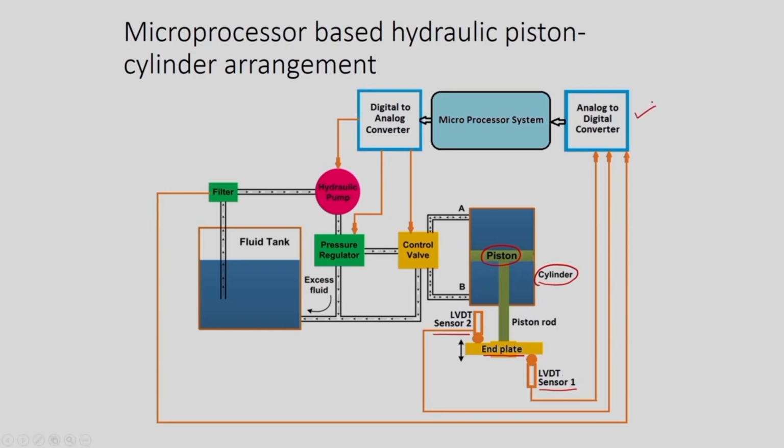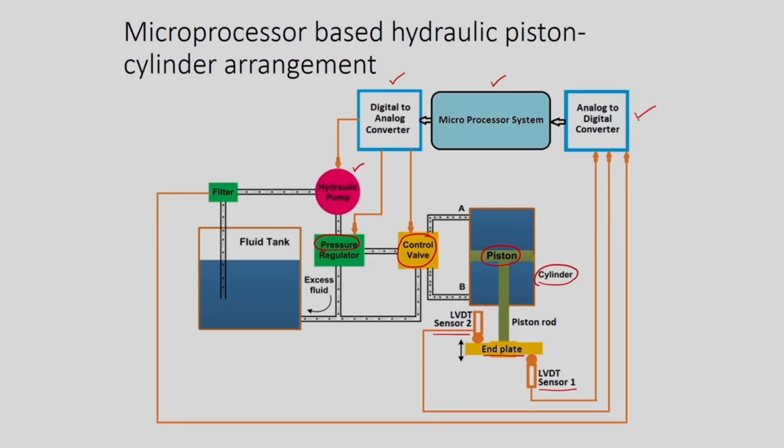Analog to digital converter, microprocessor system, digital to analog converter, and the microprocessor of the system is controlling the operations of the hydraulic pump. The processor is giving signals to the pump, it is starting the pump and it is switching off the pump. The system is also regulating the pressure inside the system. The processor is also directing the flow of fluid inside the system.